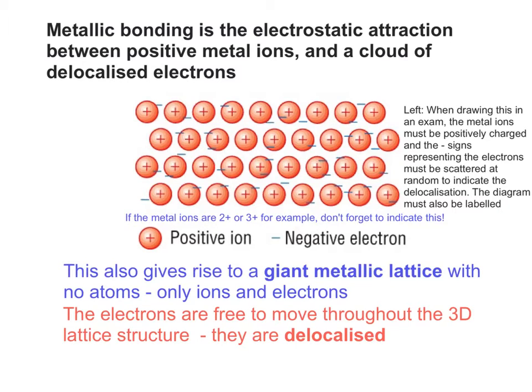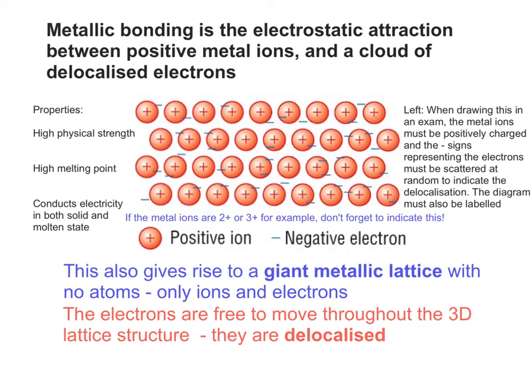And if the metal ions are 2 plus or 3 plus, for example, don't forget to actually put 2 plus or 3 plus in on your diagram. Don't just put one single positive charge, because that makes the examiner think that you think it's 1 plus. So for example, magnesium is 2 plus and aluminium is 3 plus. So if they name a metal that you know has a 2 plus or a 3 plus charge, put the 2 plus or the 3 plus onto your metal ions in your diagram.